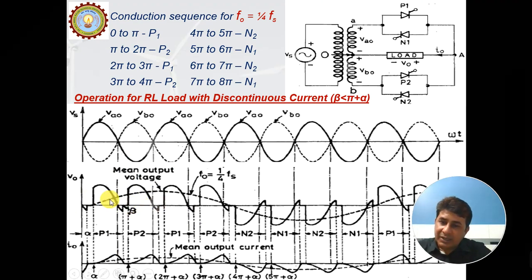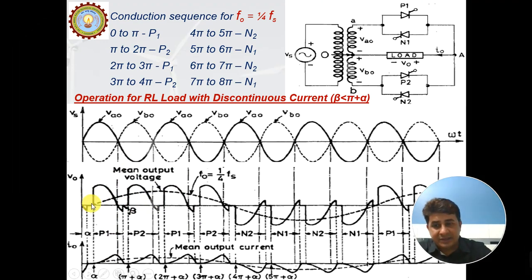So when this device P1 is fired here, at alpha, the conduction starts. During conduction, because the load is RL, the inductor starts storing energy, and then after this point, the inductor starts releasing energy. So the conduction happens from alpha, and it goes up till beta.